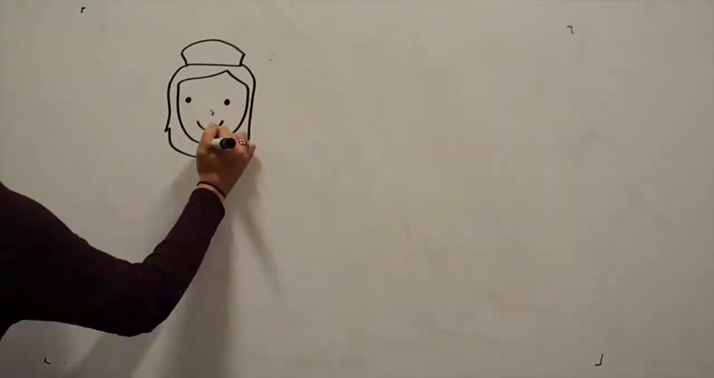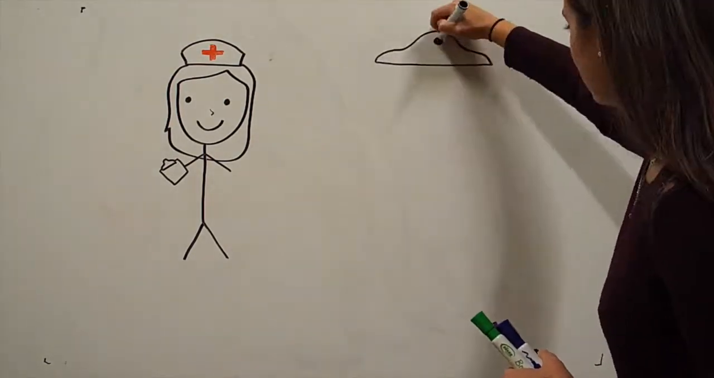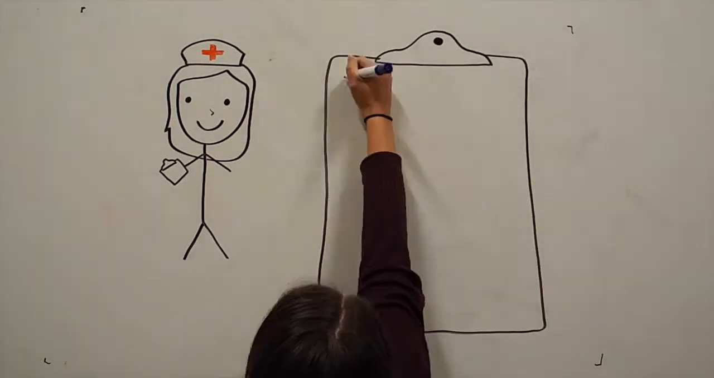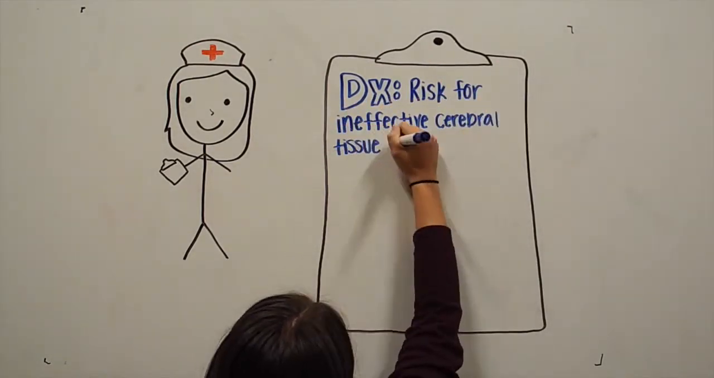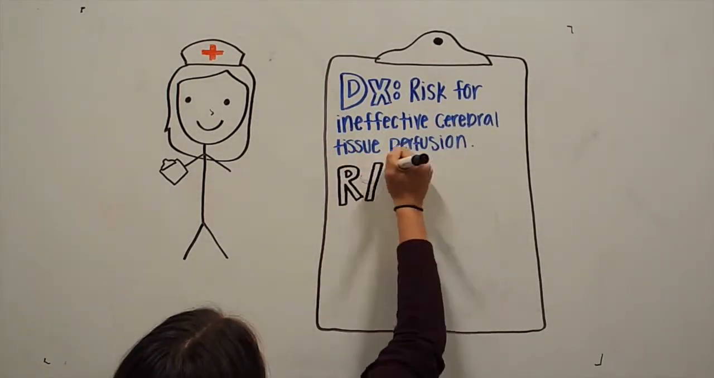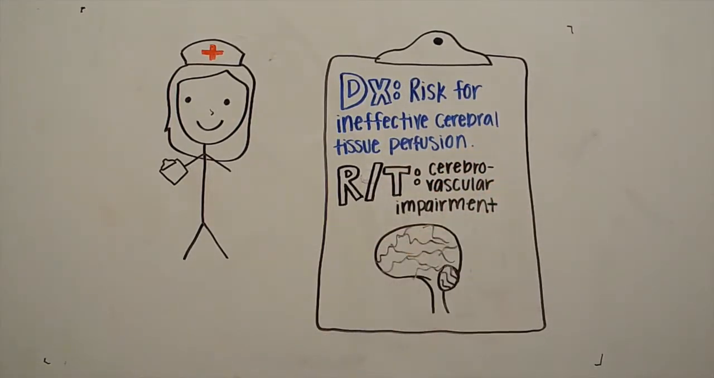Nursing diagnoses are used to provide appropriate patient-centered care for people that have suffered from a stroke. Possible nursing diagnoses for stroke patients include risk for ineffective cerebral tissue perfusion related to cerebrovascular impairment. Patients who have already had a stroke are at a much greater risk of experiencing a second.